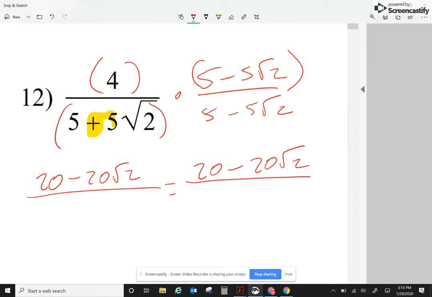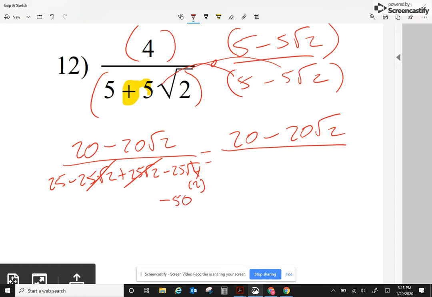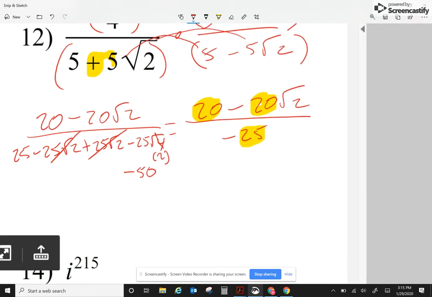Now at the bottom, let me distribute the 5 first. So that gives me 25 minus 25 radical 2. Now let me distribute the 5 radical 2. That gives me plus 25 radical 2 minus 25 radical 4. The two terms in the center cancel out. Radical 4 becomes a whole number, so it looks like negative 50. 25 minus 50 gives me negative 25. Let me simplify my numbers. I'm going to divide everything by 5. 4 minus 4 radical 2 over negative 5.